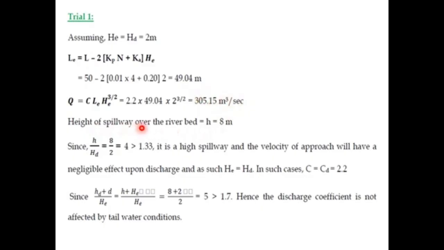Given that the height of the spillway over the river bed is 8 meters, we can find the ratio, that is 8 by 2 is 4, which is greater than 1.33, hence it is a high spillway. So the velocity of approach can be neglected, which is the reason HE is taken equal to HD. In such cases, C is equal to CD, which is 2.2. However, the submersion effects can also be checked by this formula, and the ratio comes to about 5, which is greater than 1.7. Hence the discharge coefficient is not affected by the tailwater condition.